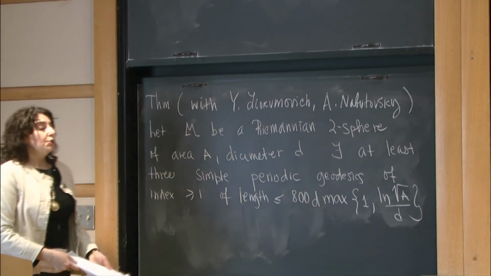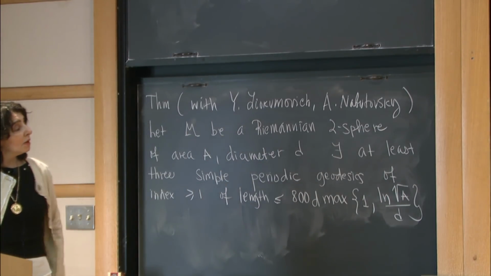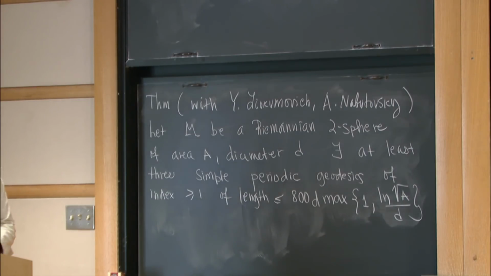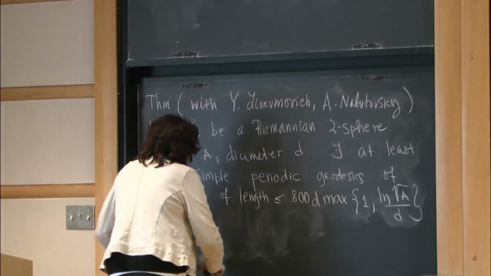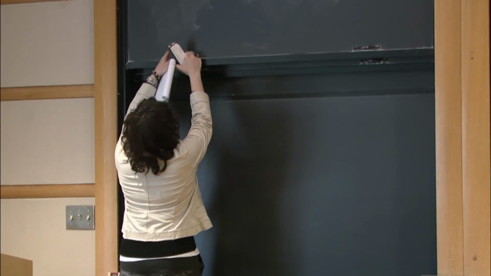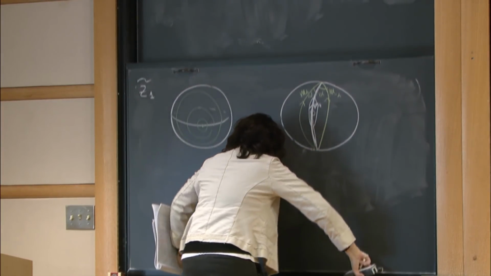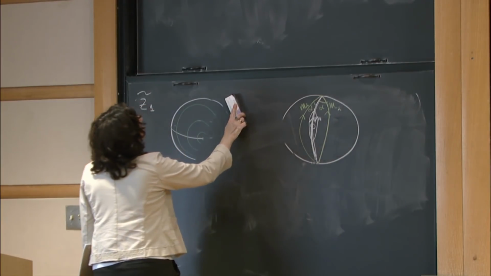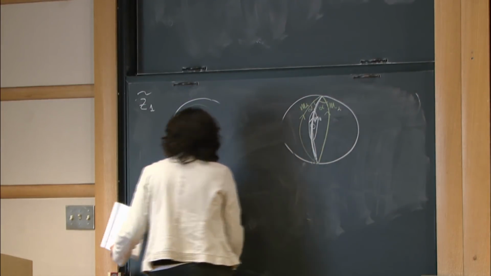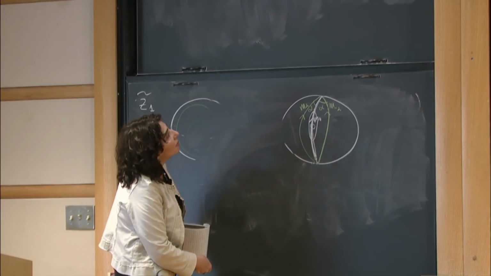Okay. So this really is an effective version of Lusternik and Schnirelmann. Well, I have 15 minutes, and I have one more question to discuss. So I have mentioned in passing the following. There is a logarithm of square root of A divided by D.